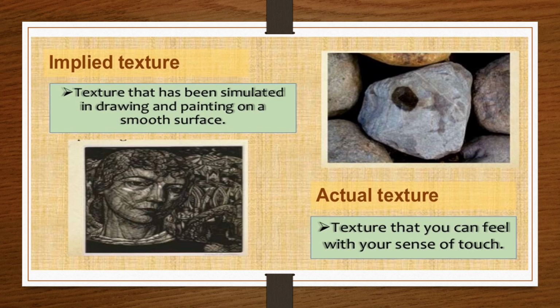So what are amplified textures? Textures that have been simulated in drawing and painting on a smooth surface. These are called amplified textures. And actual texture is what you can feel with your sense of touch. So they are called actual texture. So you can also see in the picture is of stone. So if you touch the stone, you will feel the texture on it. But here in the first painting which is given to you, we will not feel the texture, but we can just see the textures.